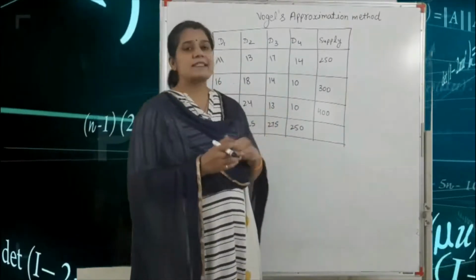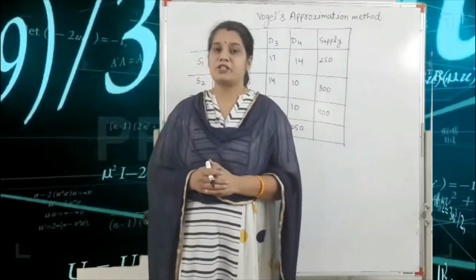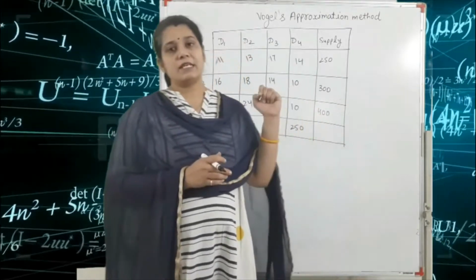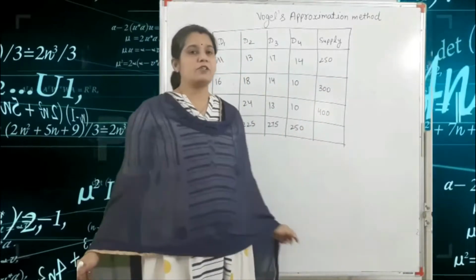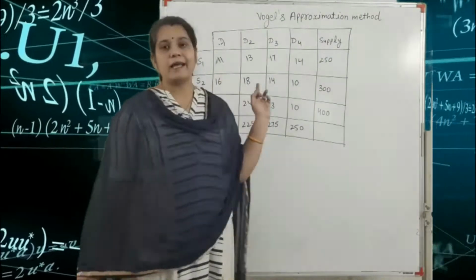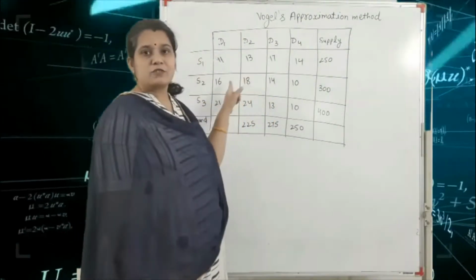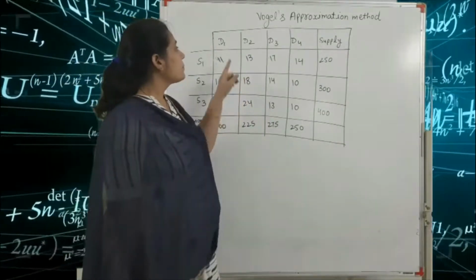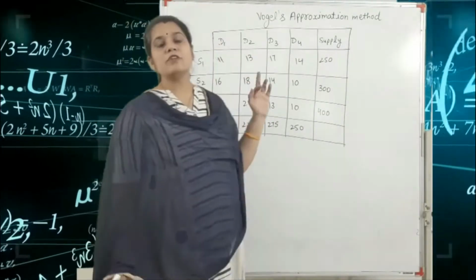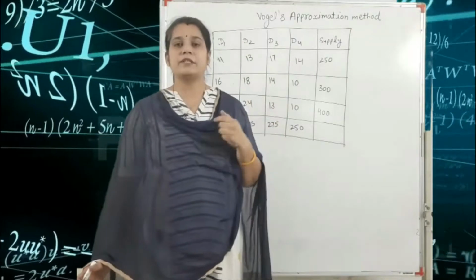So this is an example of Vogel's approximation method. This method gives us the feasible solution. Our question depends on the supply and demand. Here we are given three supplies S1, S2 and S3, and four demands D1, D2, D3, D4.